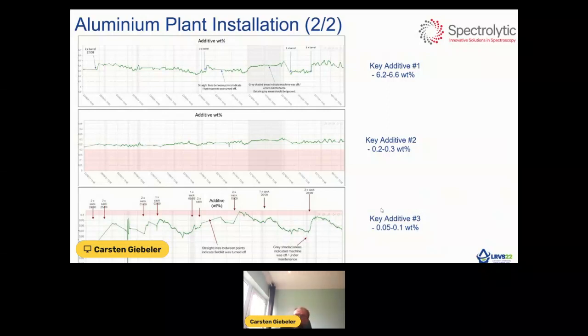It's also interesting to note that these additives have completely different concentration ranges. It's basically a factor of 100 different. However, we can still configure one sensor to be able to measure all these different additives in the completely different concentration ranges with just one simple solution.